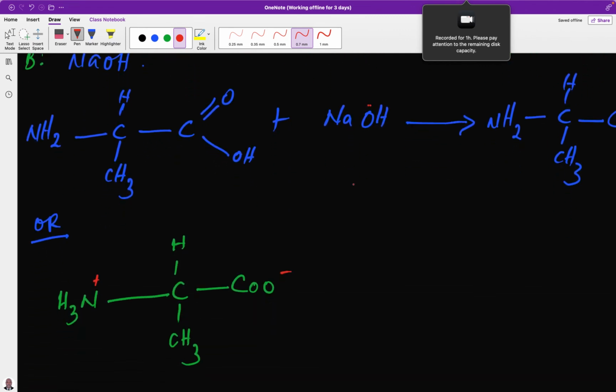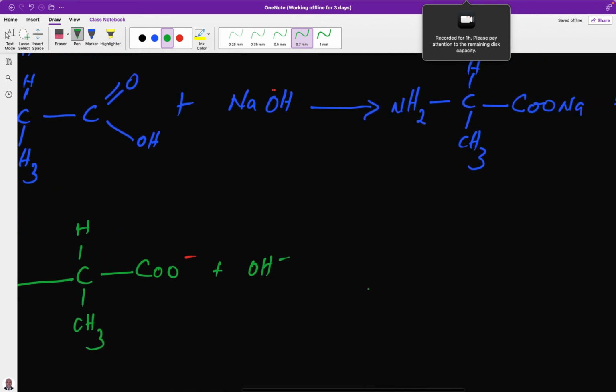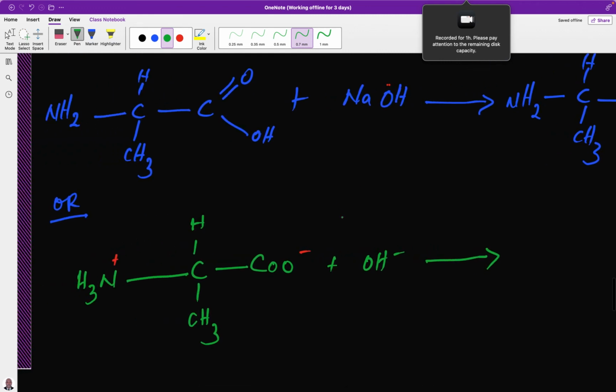Now, if you add a base, from sodium hydroxide, plus a base, the result will be what? Now you have added a base here. Bases are proton acceptors. So in that case, the proton here, or the hydrogen ion here, will do what?